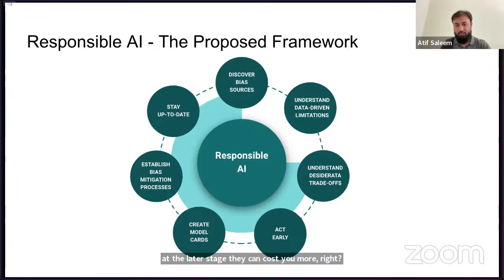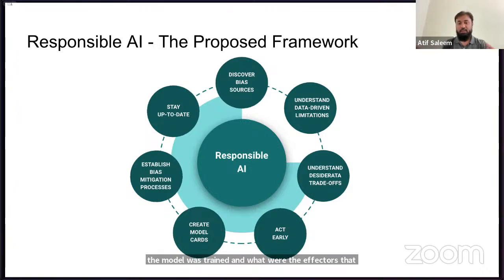And then the next step is you create model cards, which come from the paper. The model card is where you lay down all the information about the data and how the model was trained, and what were the factors that were taken care of.